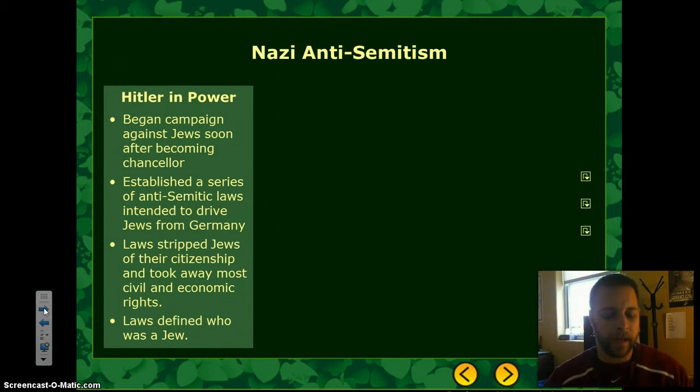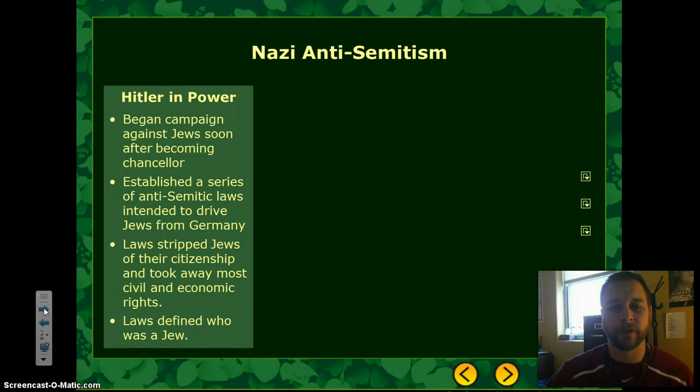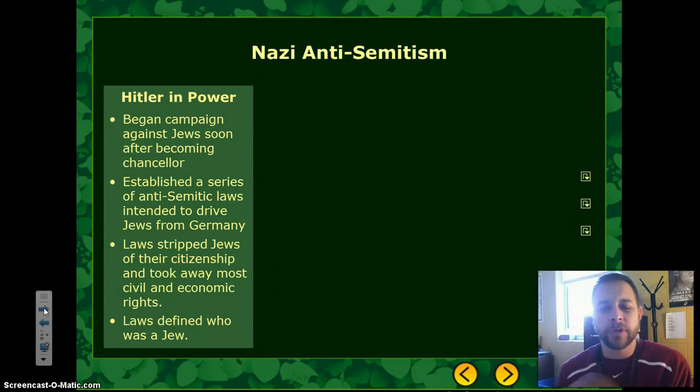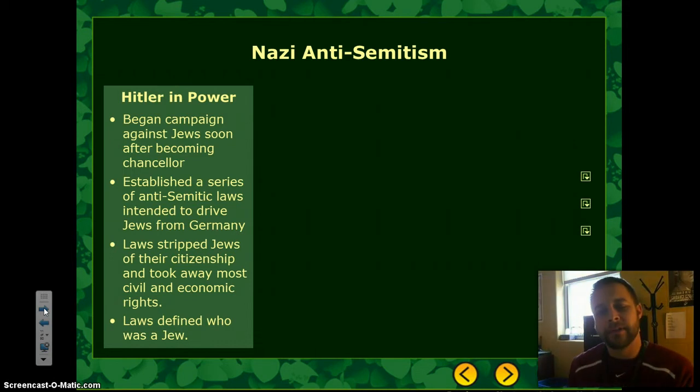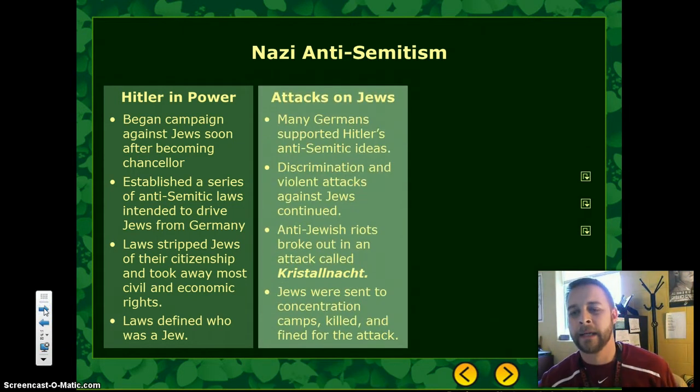So once Hitler came to power, he begins a campaign against Jews after he becomes Chancellor of Germany. And they establish a series of laws, first, and these are known as the Nuremberg Laws. They strip Jews of their citizenship, and they take away most of their civil and economic rights. They can only do certain jobs. They can only live in certain places. They are not full citizens. They can't vote, things of that nature.